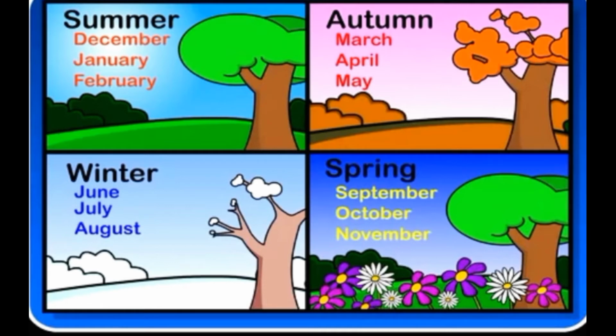Then we have March, April, and May with the season of autumn or fall. Winter starts in June, goes through the months of July and August. And the spring starts in September, goes through the months of October and finishes in November.